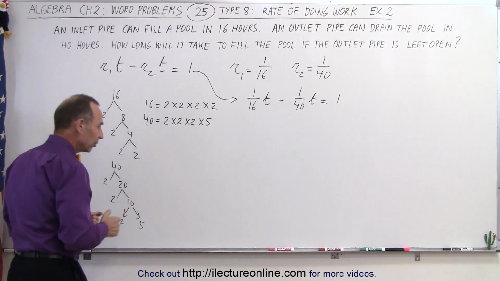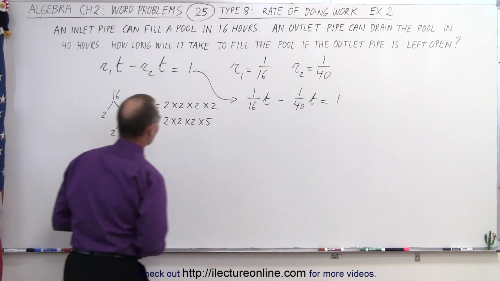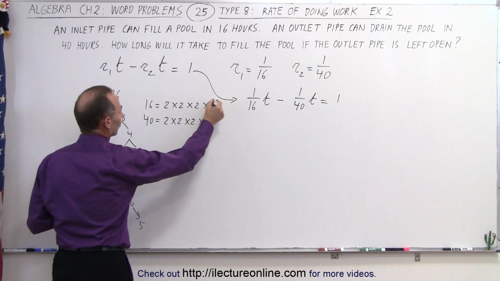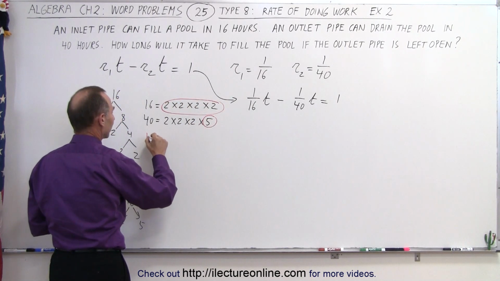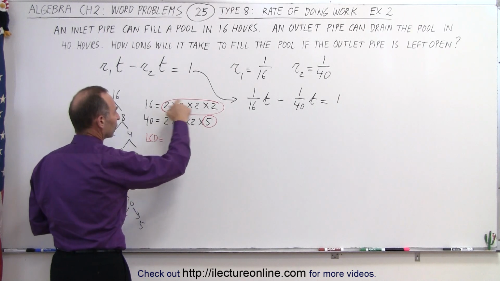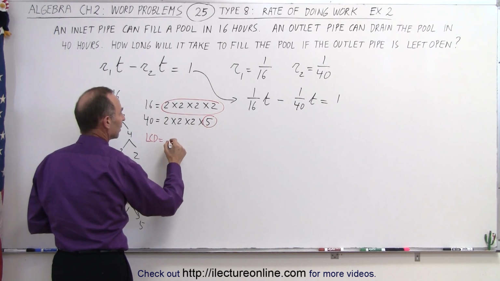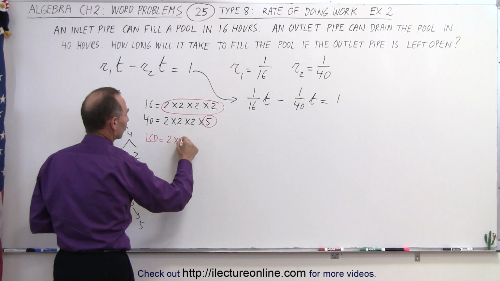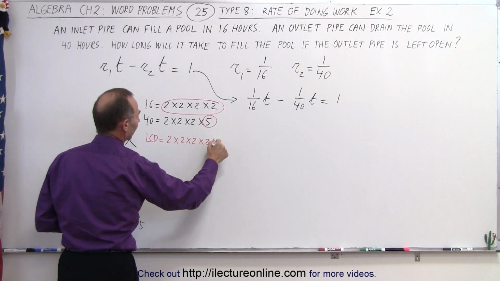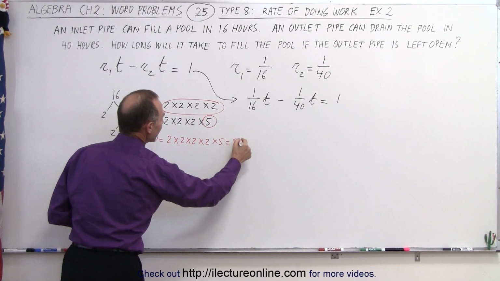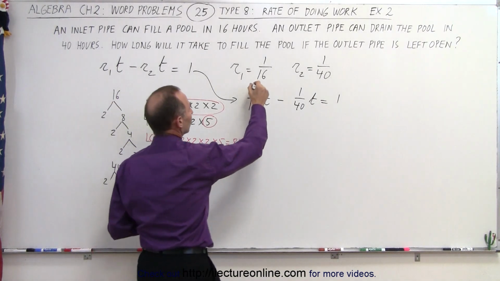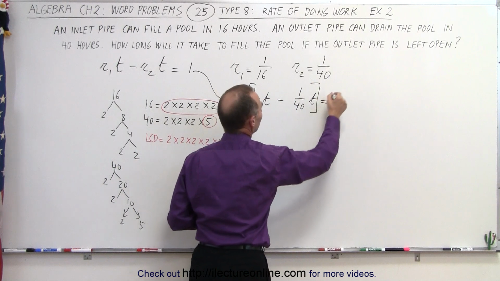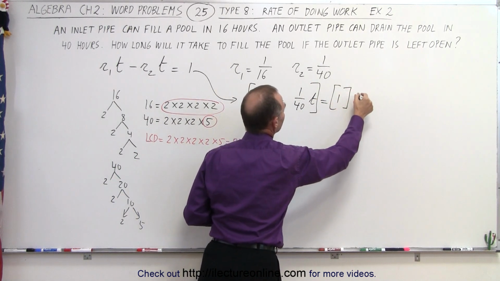Then we find which of the prime numbers occurs the most. 2 occurs the most over here, and 5 occurs the most over there, which means that the LCD is the product of all the prime numbers that we circled. So it would be 2 times 2 times 2 times 2 times 5, which is 80. So there's the lowest common denominator, which means we're going to multiply both sides of this equation by 80.